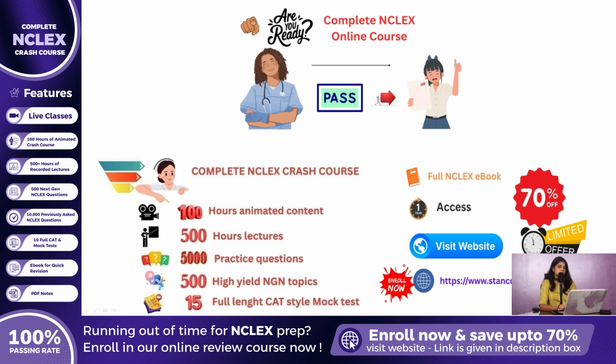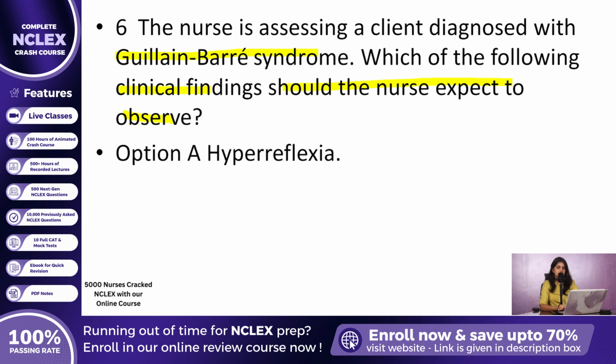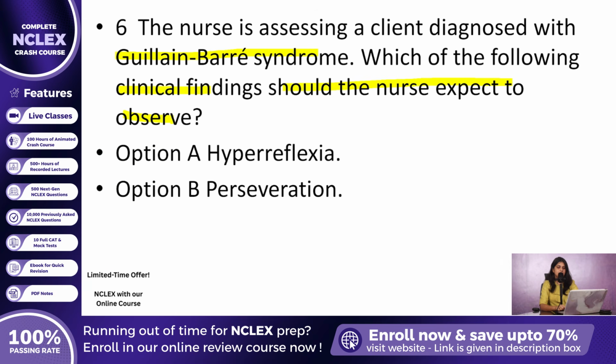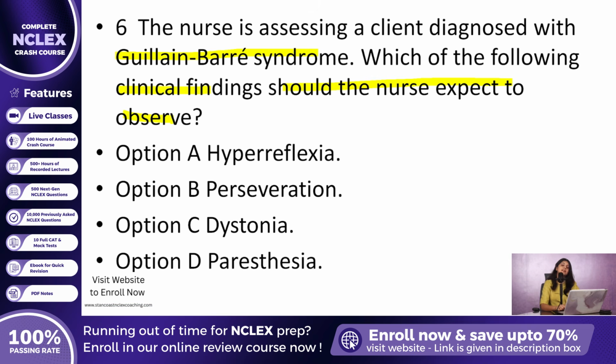And now, let us proceed to question 6. The nurse is assessing a client diagnosed with Guillain-Barré syndrome. Which of the following clinical findings should the nurse expect to observe? Here are the options. Option A, hyperreflexia. Option B, perseveration. Option C, dystonia. Option D, paresthesia. And the correct answer is option D, paresthesia.